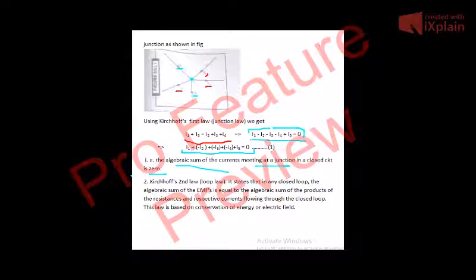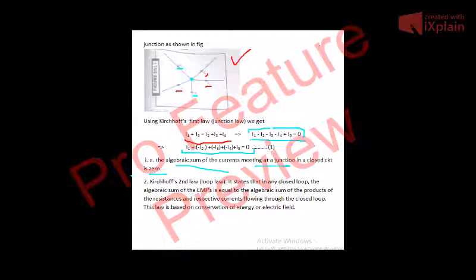The algebraic sum of the currents meeting at a junction in a closed circuit is 0. So this is Kirchhoff's first law. This is based on conservation of charge. That is, charge cannot accumulate at the junction. Charge must be conserved. The amount of charge entering the junction must be equal to the amount of charge leaving the junction. So this law is based on conservation of charge.